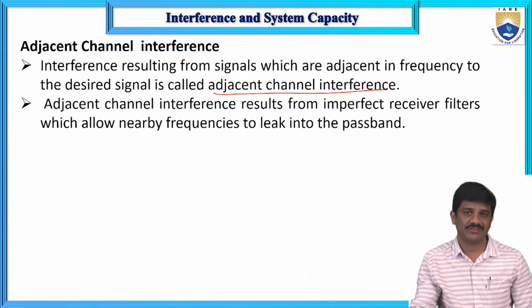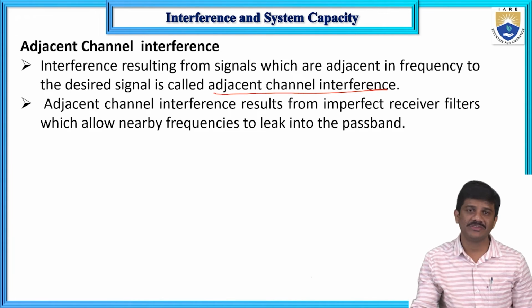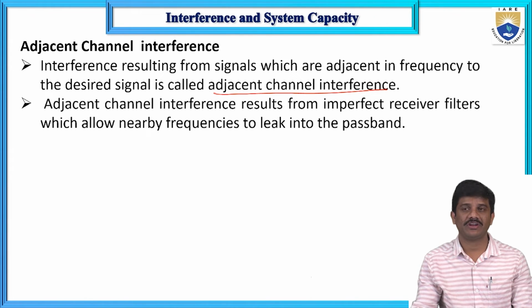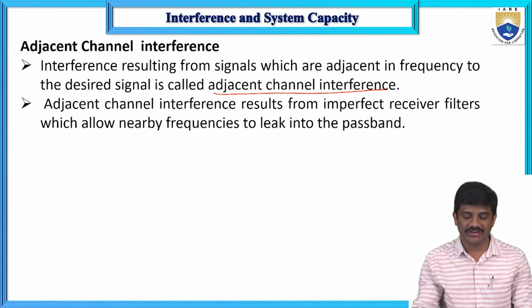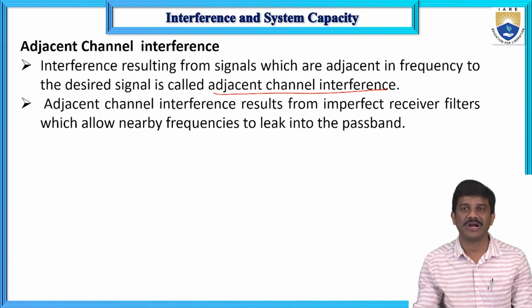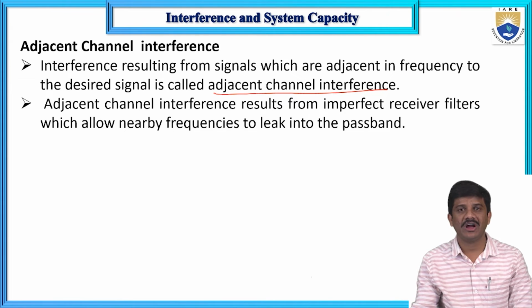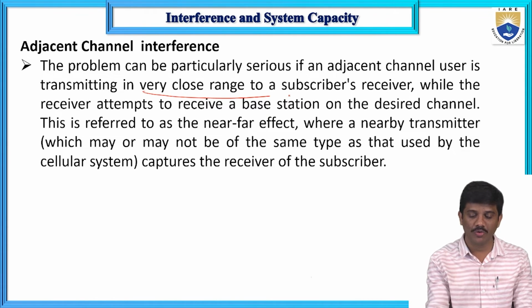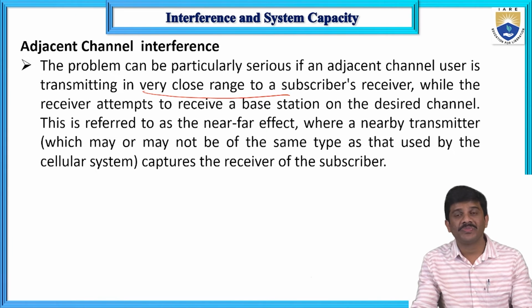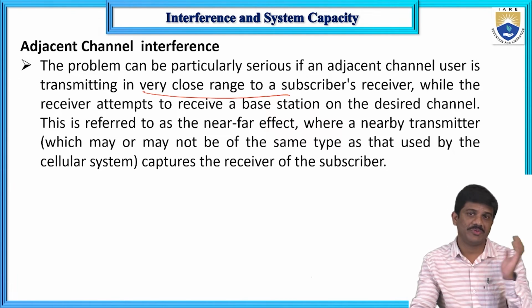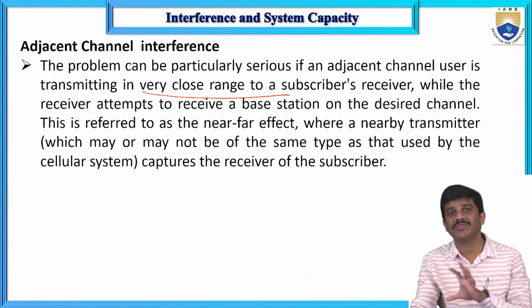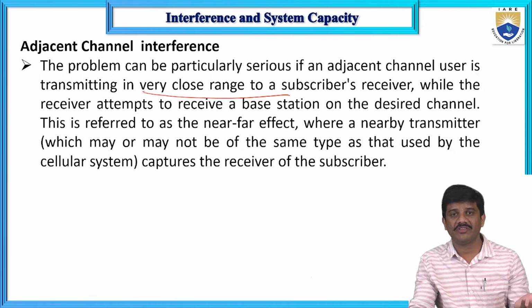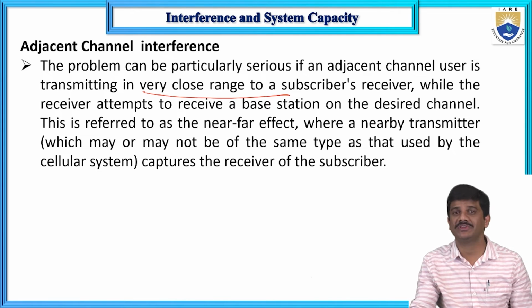Adjacent channel means a neighboring channel, where the frequency will occur in the adjacent channel, that is called adjacent channel interference. It results from imperfect receiver filters which allow nearby frequencies to leak into the passband. Then the adjacent channel interference will occur. You can see here the problem can be particularly serious if an adjacent channel user is transmitting very close to the subscriber or receiver. Then only adjacent channel interference will occur. In the previous method, where the cells have the same set of frequencies, the interference will occur in between, that is called co-channel interference.